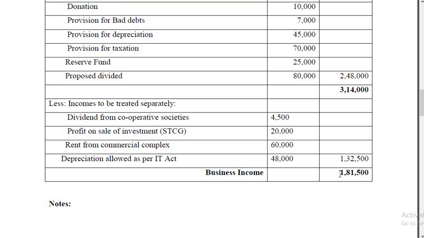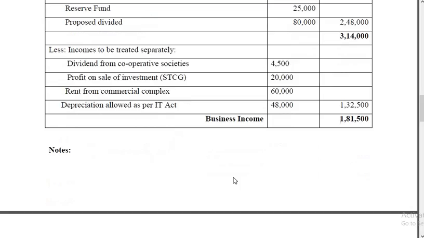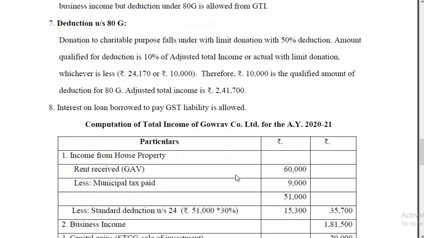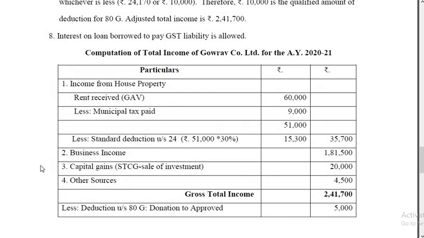Now we'll go for total income. Total income means what? I told you salary income is normally not applicable to company assessment, and therefore the remaining four heads: income from house property, business income which I already calculated, then capital gains, then income from other sources. So let us go for computation of total income. See here, income from house property. Rent received is taken as gross annual value. You know how to compute the gross annual value.